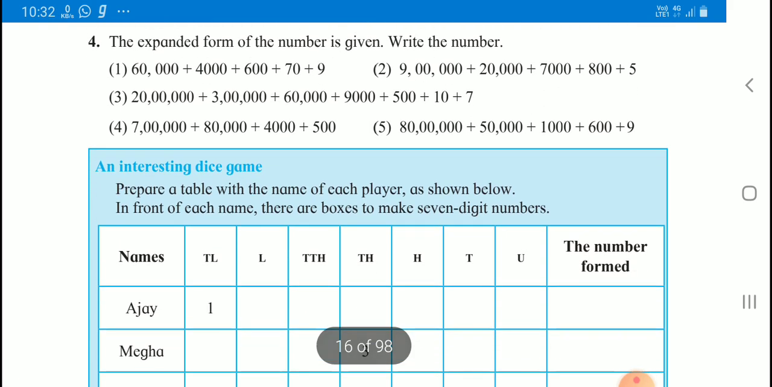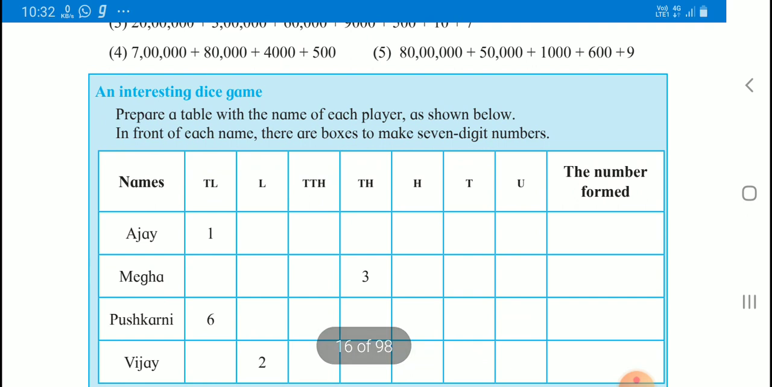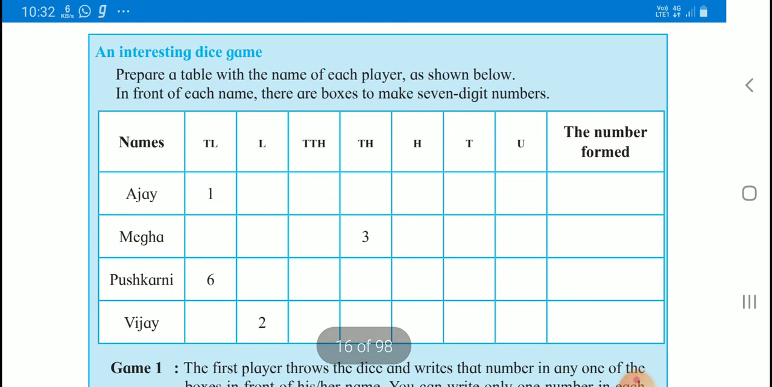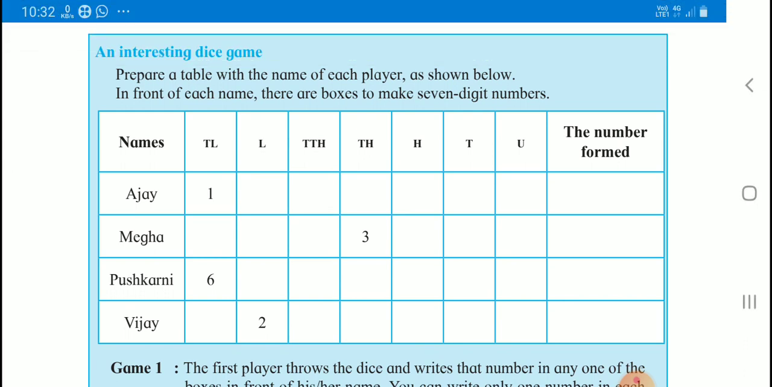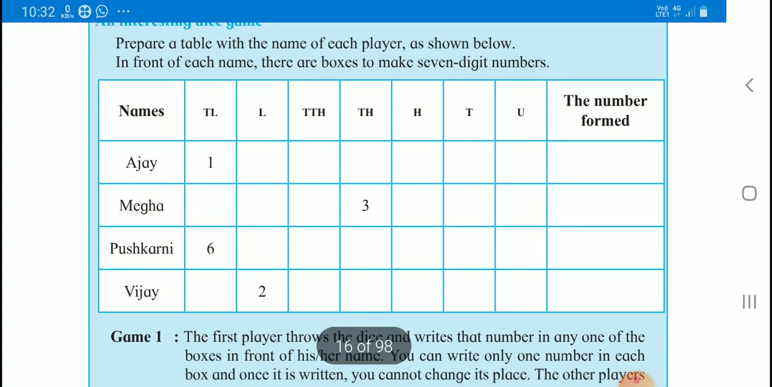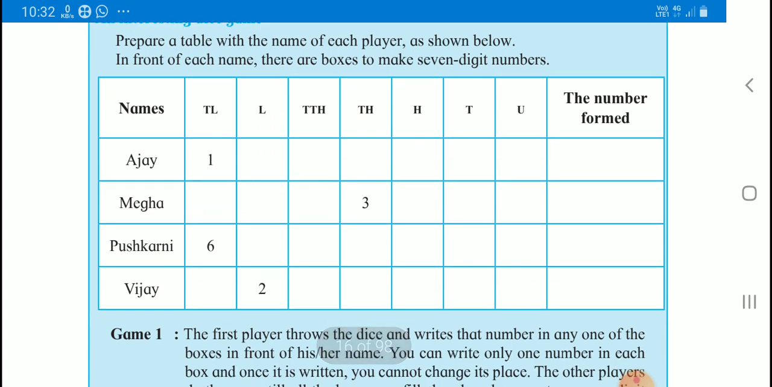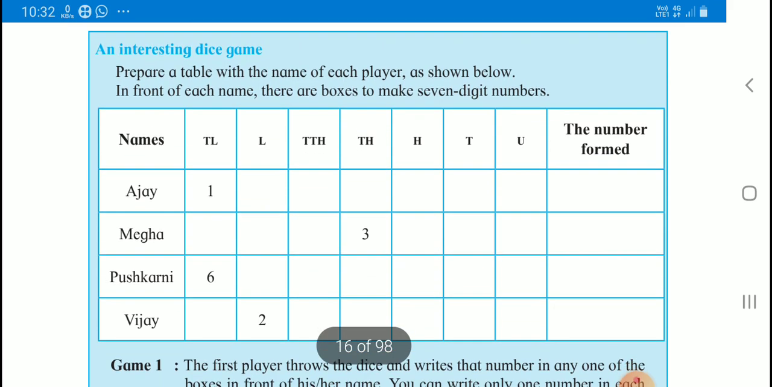Now they have given in your book an interesting dice game. Prepare a table with the name of each player as shown below. In front of each name there are boxes to make 7-digit numbers. Now we have only studied 7-digit numbers, meaning 10 lakh numbers. Here they have given the table with the names of the students who are taking part in that game, then the values.